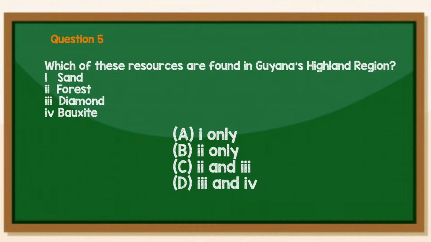Question 5. Which of these resources are found in Guyana's highland region? Resource at Roman numeral 1, 2, 3, and Roman numeral 4. The answers are at A, B, C, and D. Choose either A, B, C, or D for question 5.